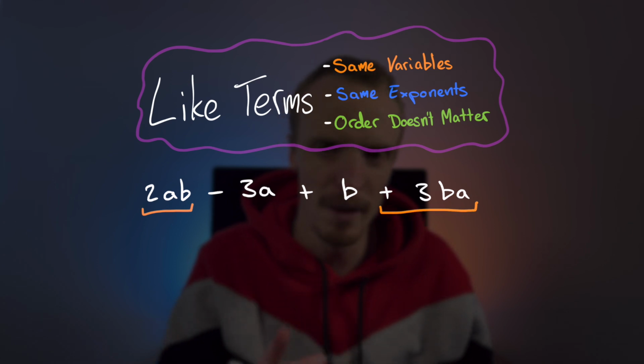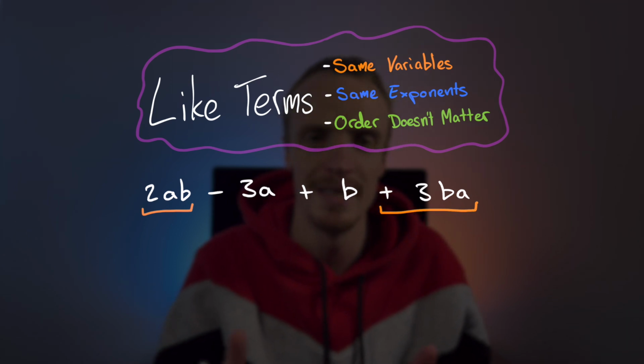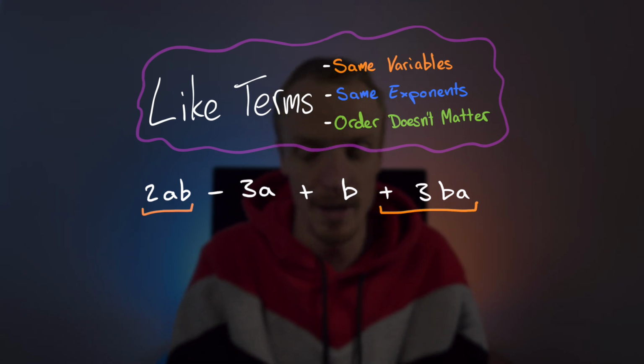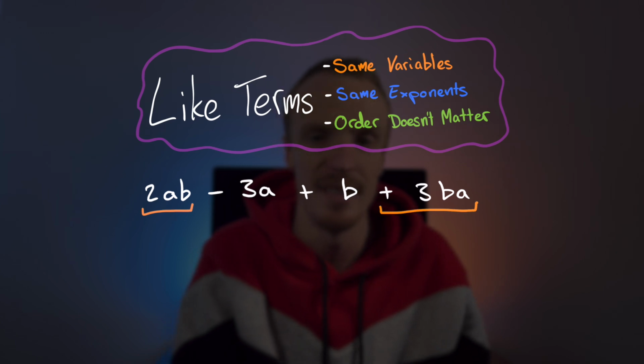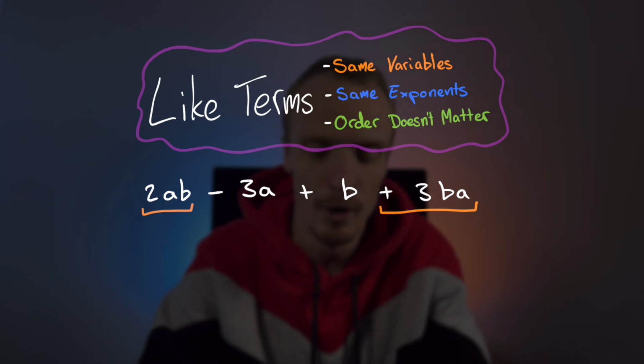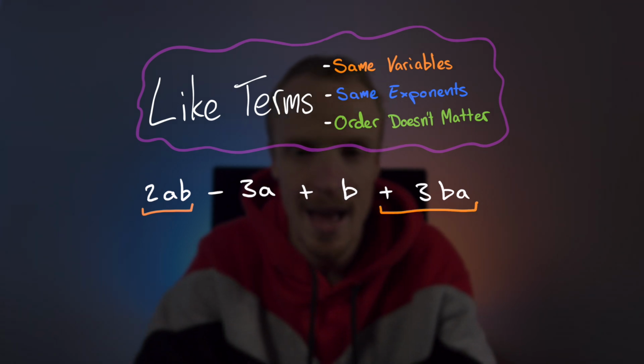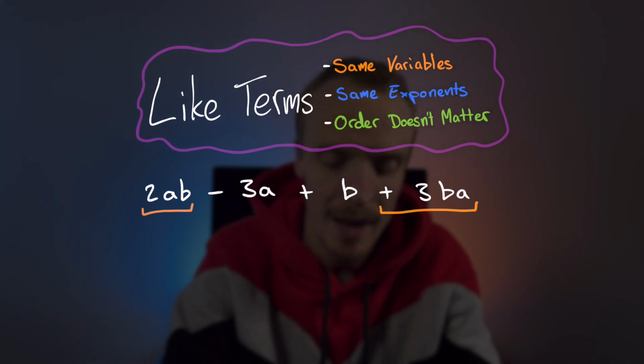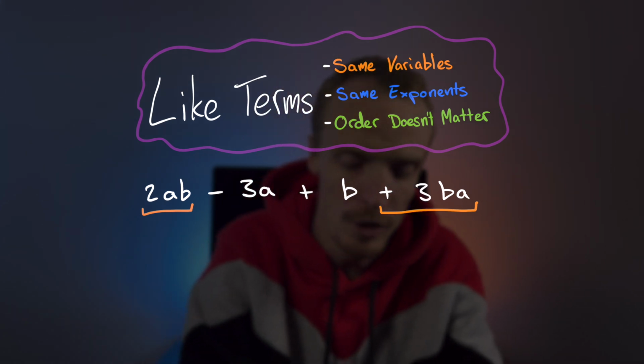Now, if you remember my third point, the order that they contain those variables doesn't matter when we're considering whether they're like terms. So the a and the b, or the b and the a, we say that they are the same, they are similar, so we can combine them together by adding them with each other. So we've got 2ab, add 3ab, or ba. So we want to add those coefficients, the 2 and the 3 together, which will give us 5ab.